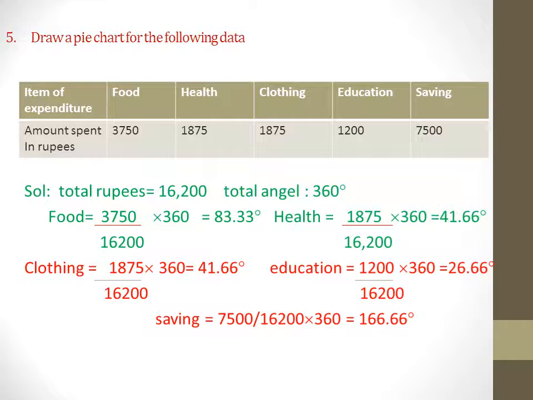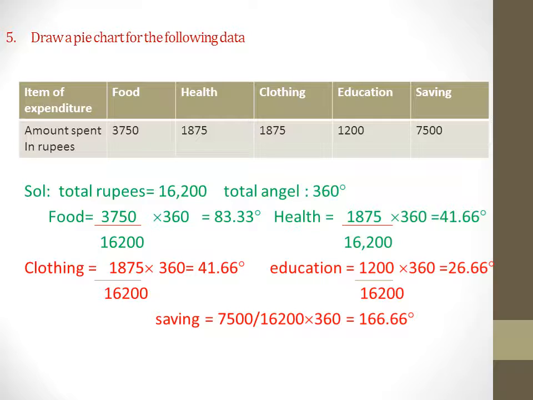you are getting 166. So using these angles, we draw a pie chart. Pie chart means you are using a protractor. Okay, there is a complete 360 angle. These 360 degrees we are dividing as required, using the angles we got.